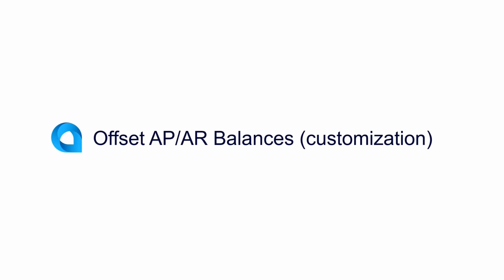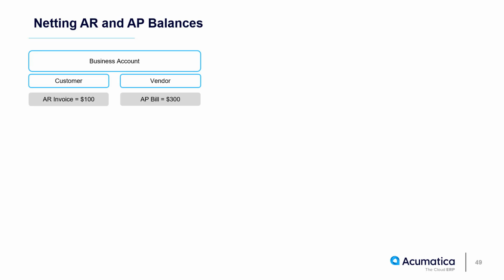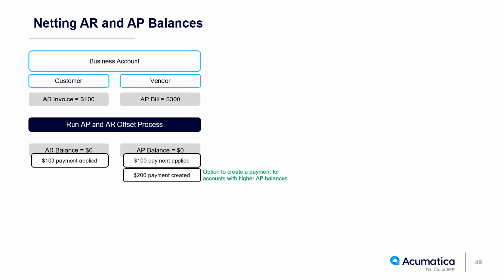Offsetting AR and AP balances. An Acumatica business account can be both a customer and a vendor. Therefore, some accounts have both an AR and AP balance. At the request of customers, we created a customization to net out balances to simplify payments and collections.